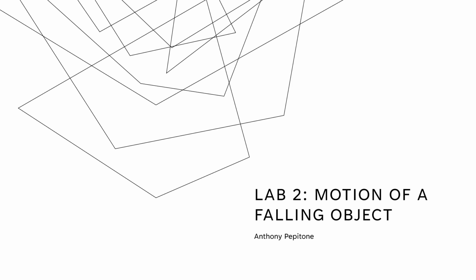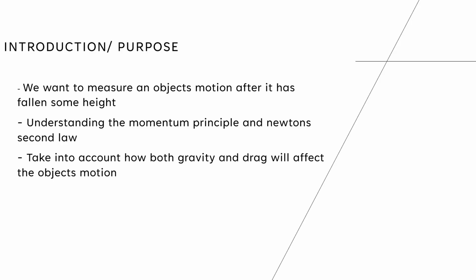Hello, my name is Anthony Pepitone, and today we'll be looking at Lab 2, Motion of a Falling Object. We will be discussing the purpose of this lab, a preview of results, fundamental principles, some videos, code, models, and what it all means. The purpose of this lab is to measure the object's motion after it has fallen some height.